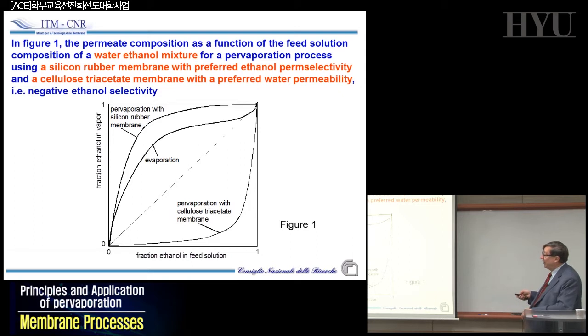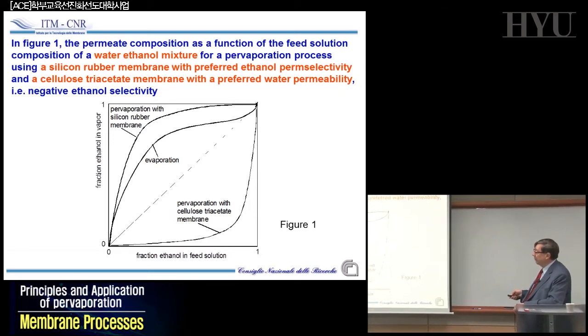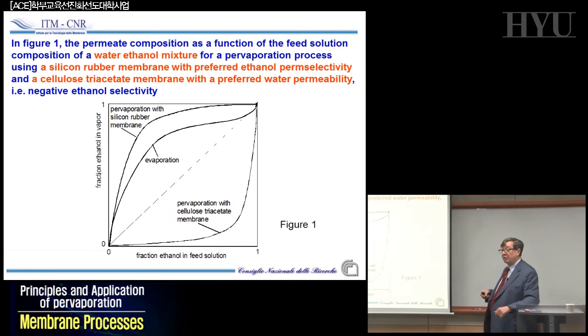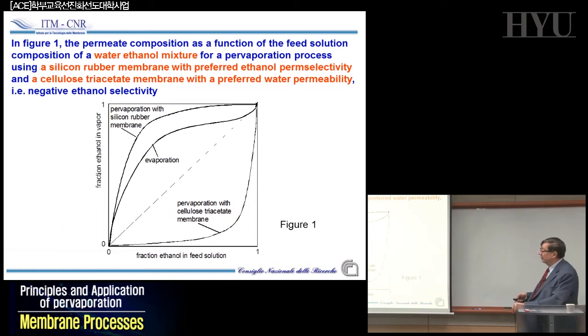You can have two different kinds of membranes. You can have membranes, for example, as cellulose triacetate membranes, or membranes with silicon rubber. They can be hydrophilic, they can be hydrophobic. That means there are membranes in which water is moving faster than alcohol, and membranes in which water is moving slower than alcohol. And you can see here that the traditional plots will be something linear in between.